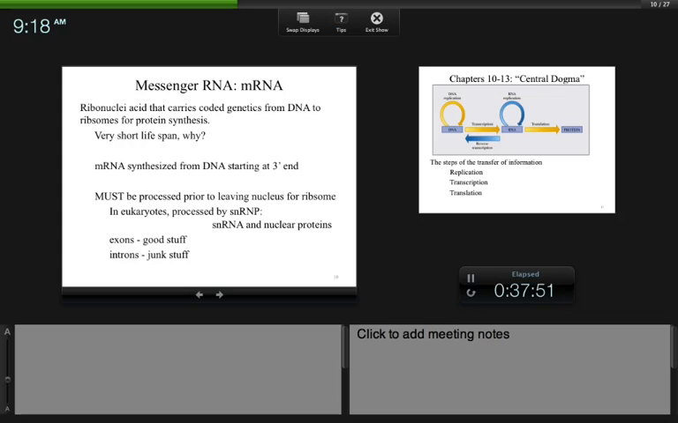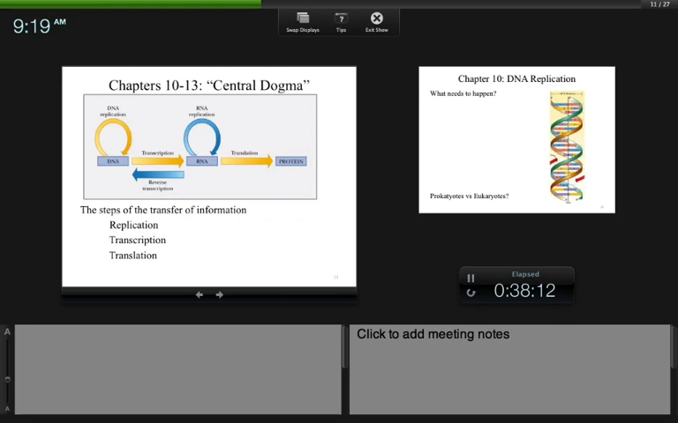Any questions about your DNA or RNA? You'll notice I don't have a special slide on your sRNA or your siRNA, and that's because there really isn't a lot for me to say, other than the definitions we already gave you. Okay. That means we'd be pushing into chapter 10.